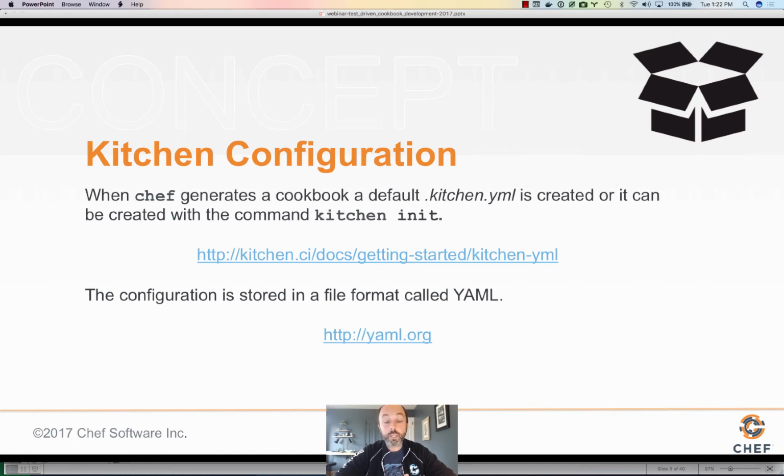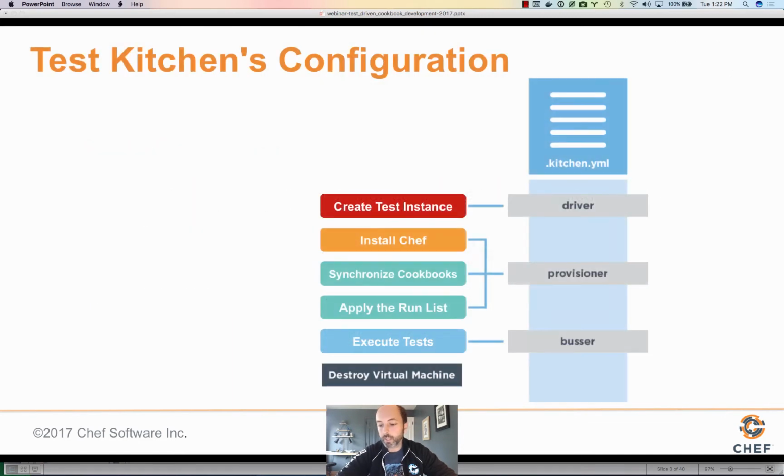So most cookbooks that you generate now with the Chef Development Kit are going to give you a kitchen configuration file. If you don't have one, you can generate that one with the kitchen init command. Now, there's a lot more details at the kitchen.ci website, and I encourage you to read that. Here, the kitchen configuration file is going to be stored in a YAML format, and we'll take a look at that.